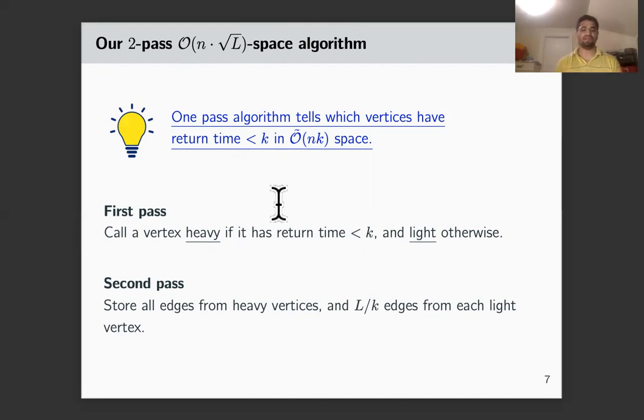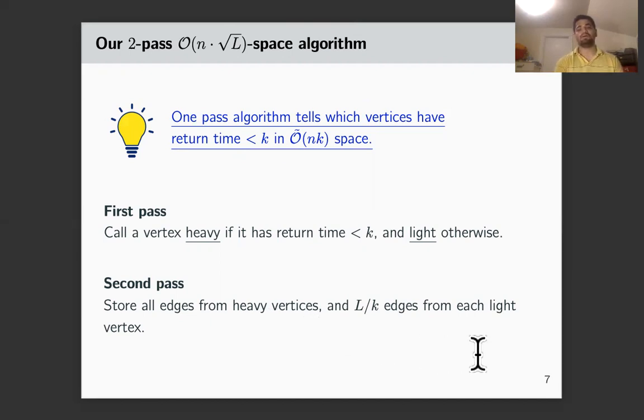And to compute a random walk from the stored edges, we will use the same procedure as before. We will start with a vertex, and we will see one of the edges we stored, and then we'll go to the next one, take one of the edges we stored, and so on. So if you have a heavy vertex, then you stored all its edges. And therefore, you will never be stuck at a heavy vertex. You'll never run out of edges.